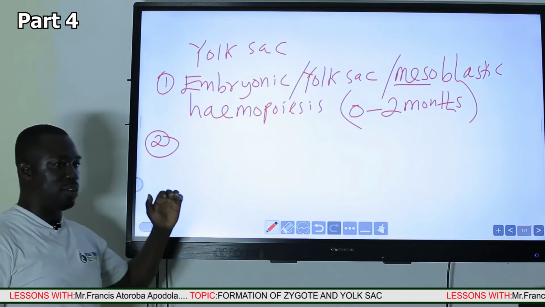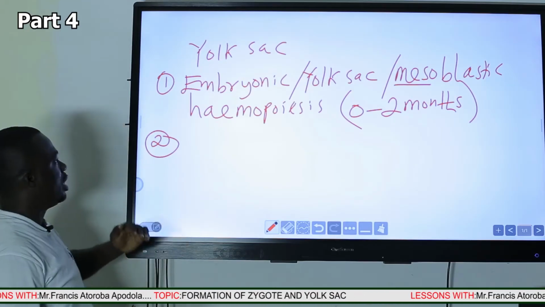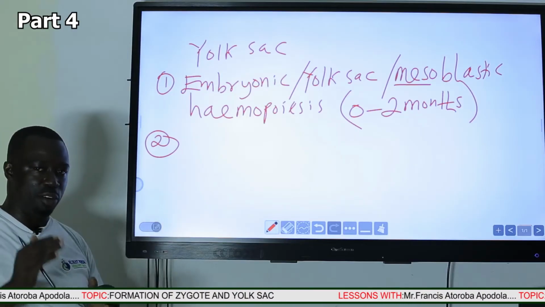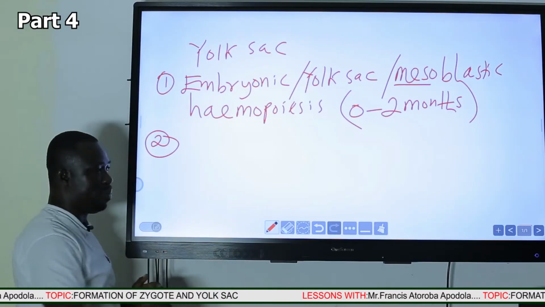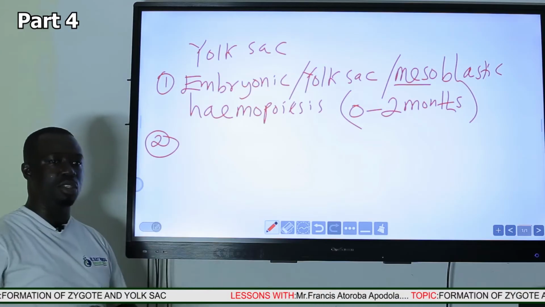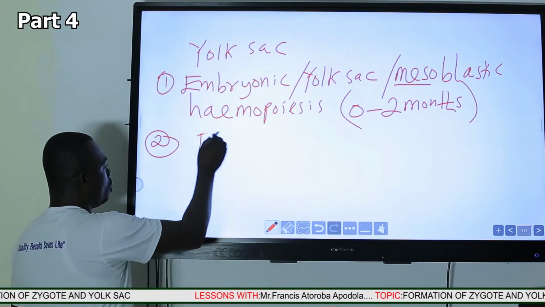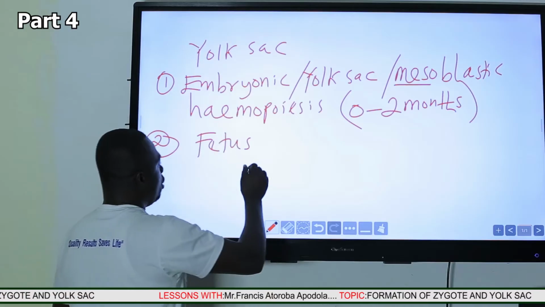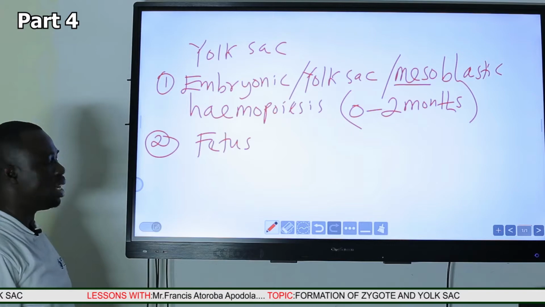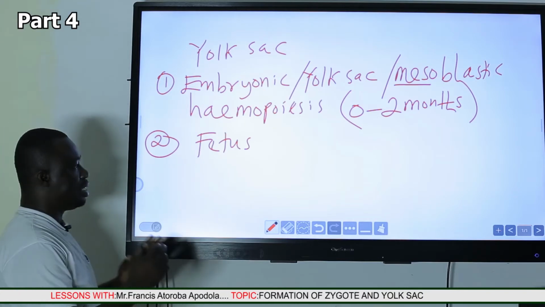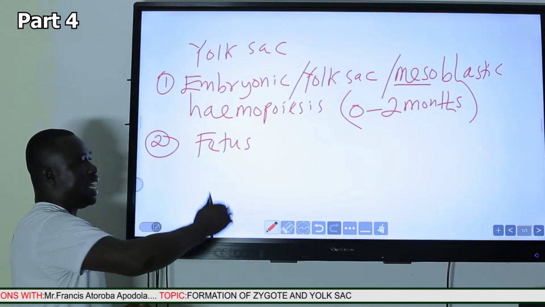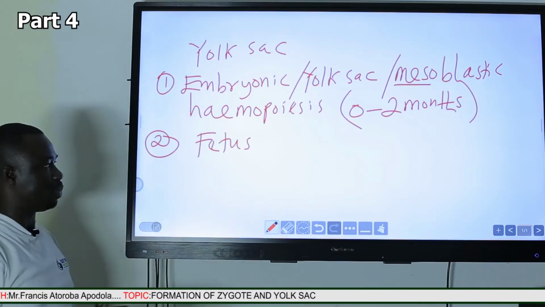Then from the embryo, just as there was development from the zygote to the embryonic stage, likewise the embryo will undergo further development. And when this embryo undergoes further development, we form what is called the fetus. And the fetus implies that we are in the fetal stage. And technically, the fetal hematopoiesis happens within the 3rd to the 5th month of gestation.